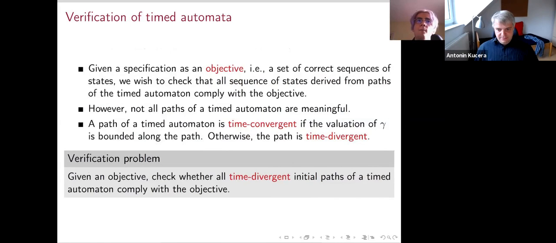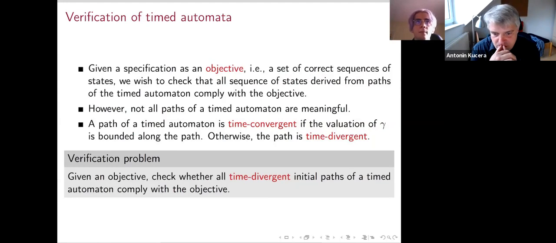However, in timed automata, not all paths are meaningful, and we will ignore what we call time-convergent paths. A time-convergent path is a path along which the valuation of the global clock is bounded. In other words, it is an infinite path in which a finite amount of time elapses. Paths that are not time-convergent will be referred to as time-divergent. So the verification problem is stated as follows. Given an objective, we have to check whether all time-divergent initial paths of a timed automaton comply with the objective.